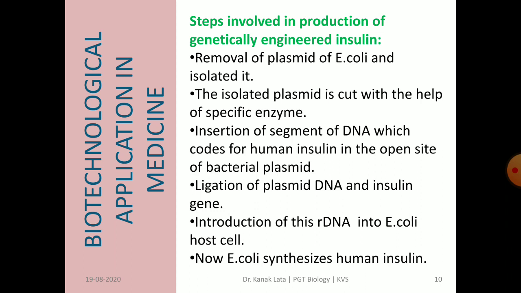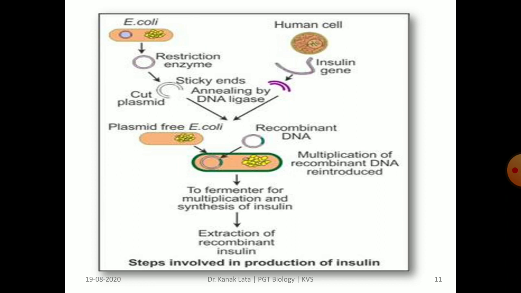Then this recombinant plasmid is again introduced into the host, that is E. coli cell. Now the E. coli becomes capable of synthesizing human insulin. These bacteria are then cultivated in fermenters to produce large amount of insulin. Here you may observe the different steps involved in the production of insulin by rDNA technology.